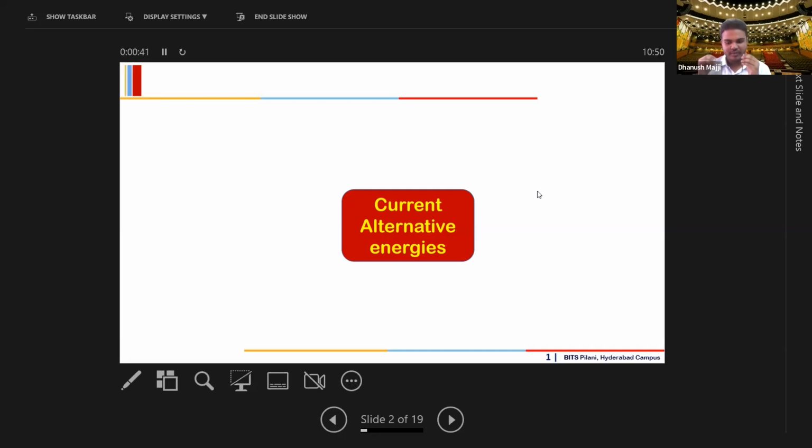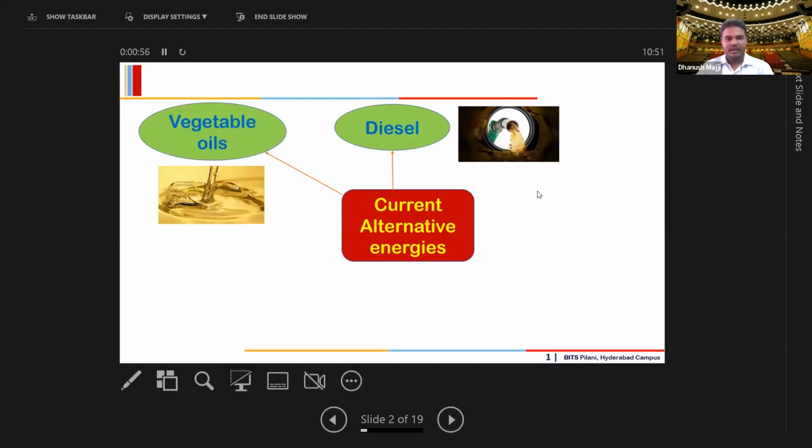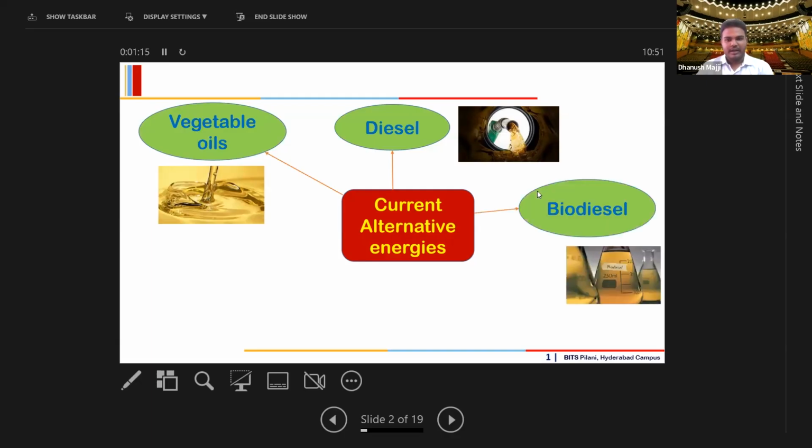The majority of the alternative fuels which are now being developed throughout the world are either economically unfeasible or still in the process of development. Here we can see diesel, which is most popularly used in India. Now let's go to vegetable oil, which is used as a diesel substitute. This is highly viscous, clogs the filters, and causes deposits in the engine, which limits its usage in engines.